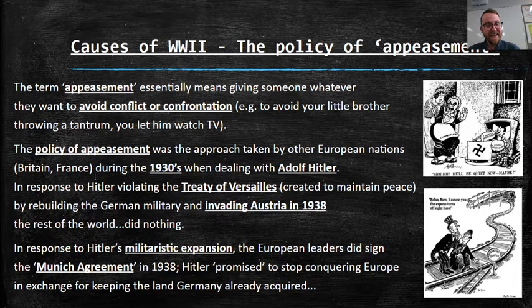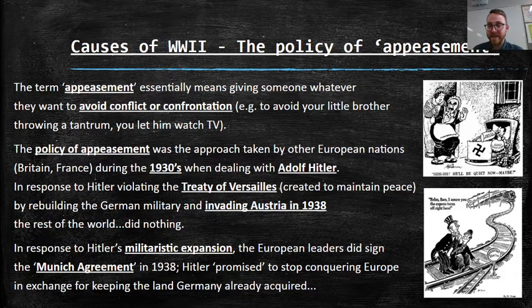Something like that. So the policy of appeasement was the approach taken by other European nations, mostly Britain and France, because they were the big dogs in the region at the time, during the 1930s when dealing with Adolf Hitler. So they were aware that Hitler was gaining power. They were aware that Hitler was rebuilding the military, but they didn't want to start another war. They thought, well, if we call him out on everything he's doing, he's going to get mad, we're going to fight, and we're going to have World War II on our hands.